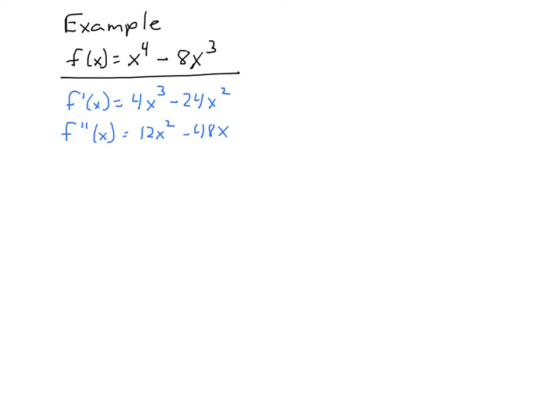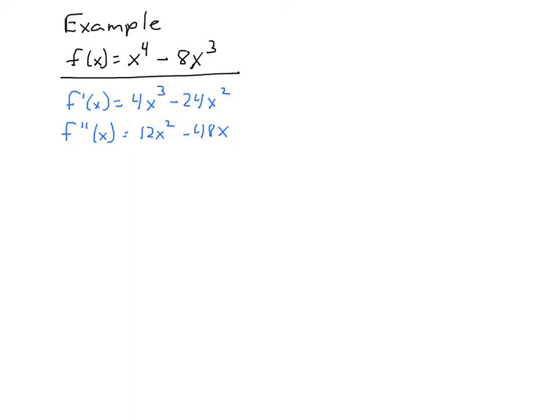So the first thing I need to do, as we talked about, is to find f double prime. So I take the first derivative. When I take the derivative of f, I get 4x cubed minus 24x squared. Now that's the first derivative. I need the second derivative. To find the second derivative, I just repeat the power rule, and I find that f double prime of x is 12x squared minus 48x.